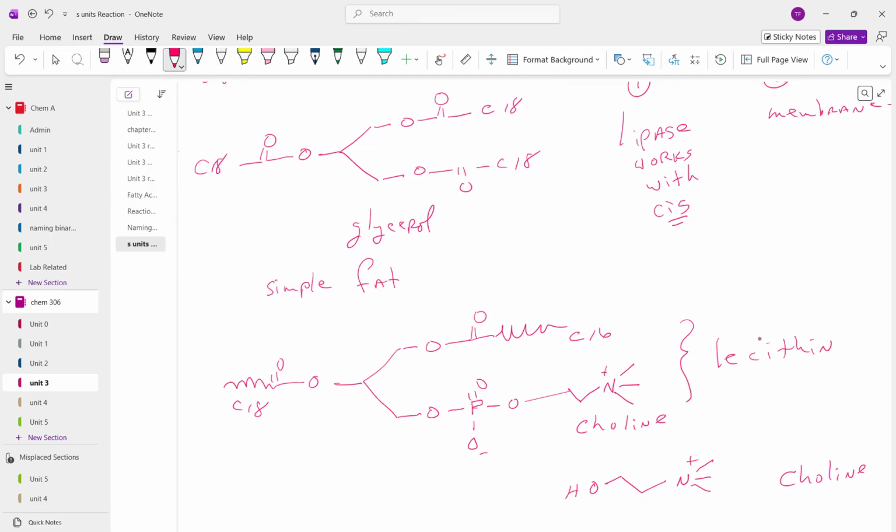Lecithin. I don't know why I blanked out on spelling it. Now, lecithin is an emulsifier, meaning it acts like soap.